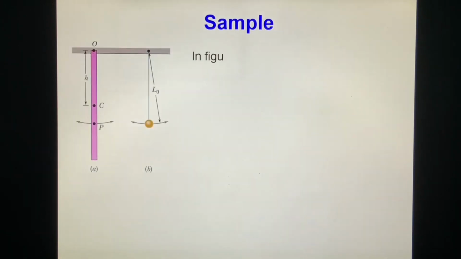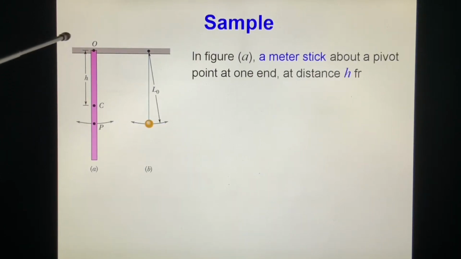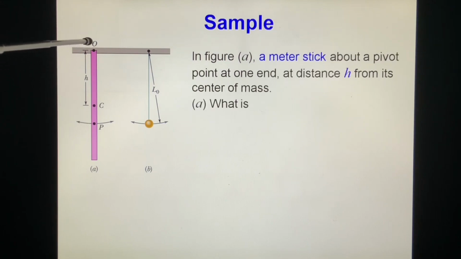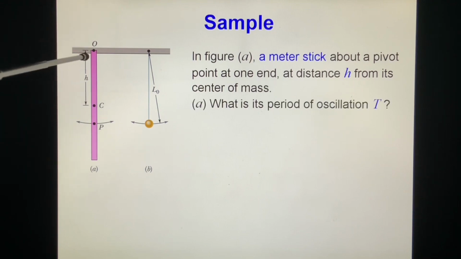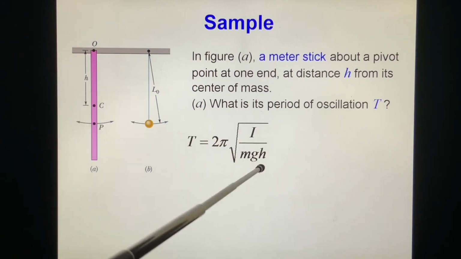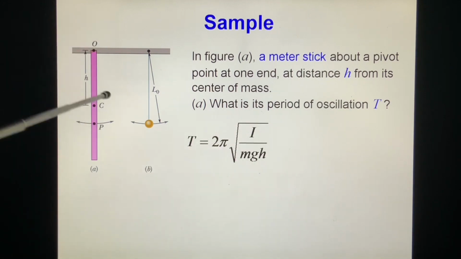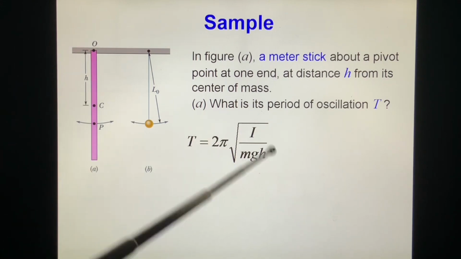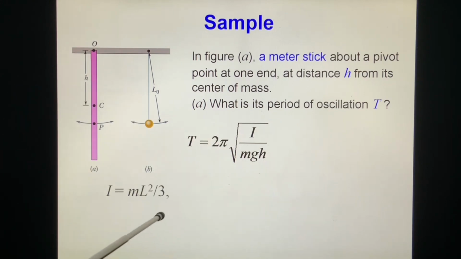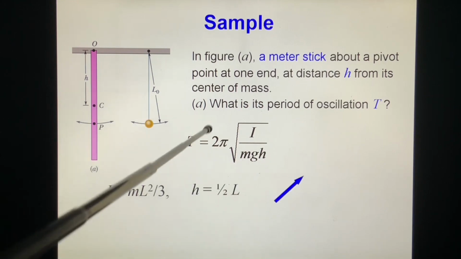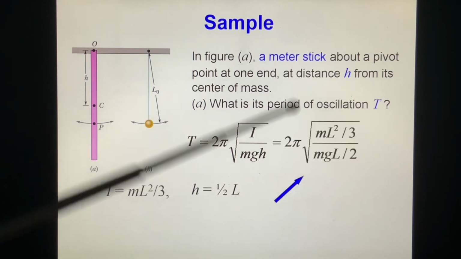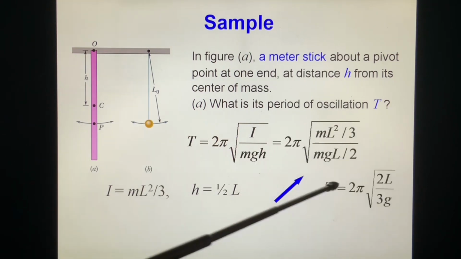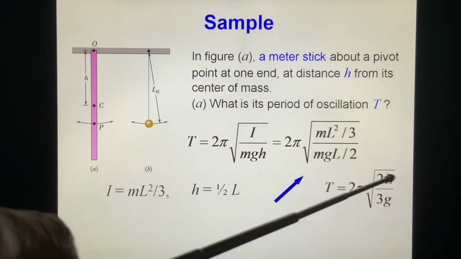Sample. In figure 8, a meter stick pivots about a point at one end, at a distance h from the center of mass. What is the period of oscillation T? Now we can do this one. This I is 1/3 ml squared. h equal to half L, right? Yeah. And we put this in, we get a T. Okay, we cancel the ml, so we get T equal to 2 pi square root of 2L over 3g.